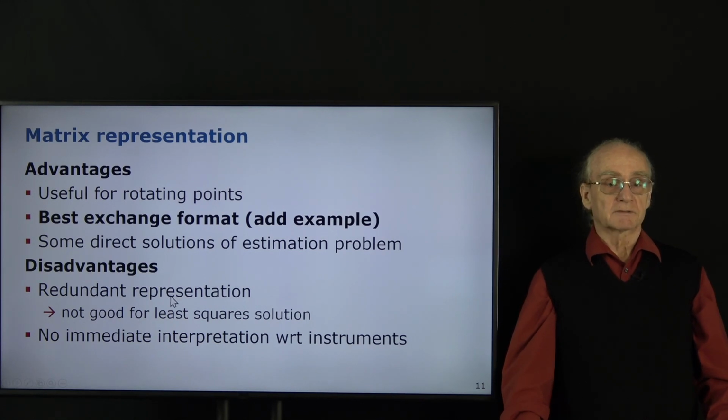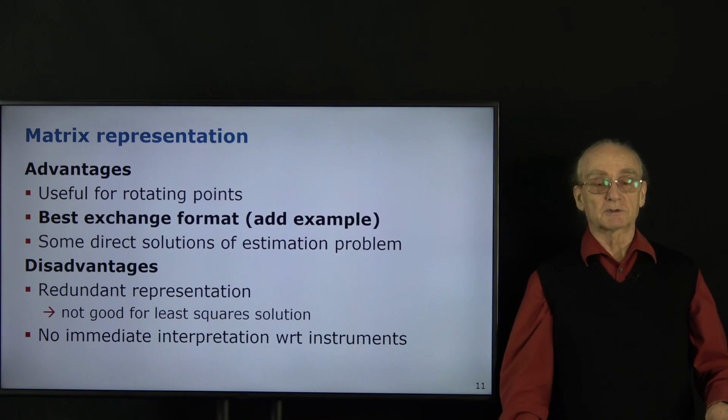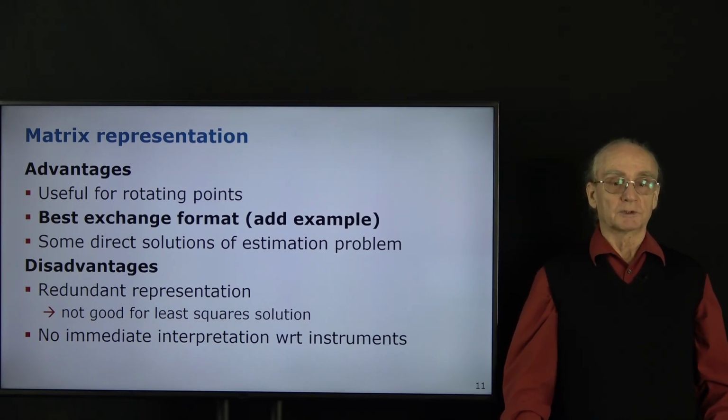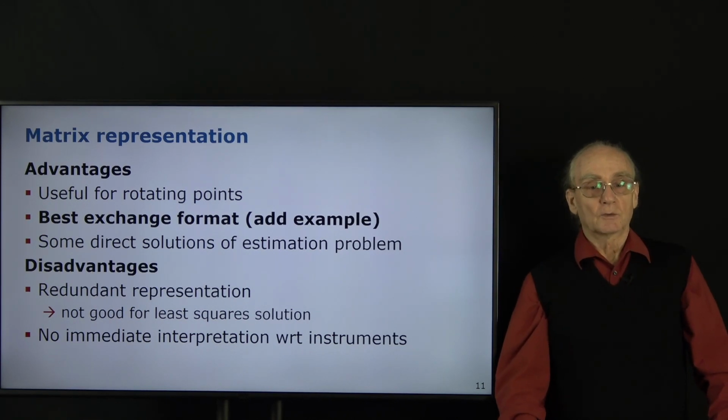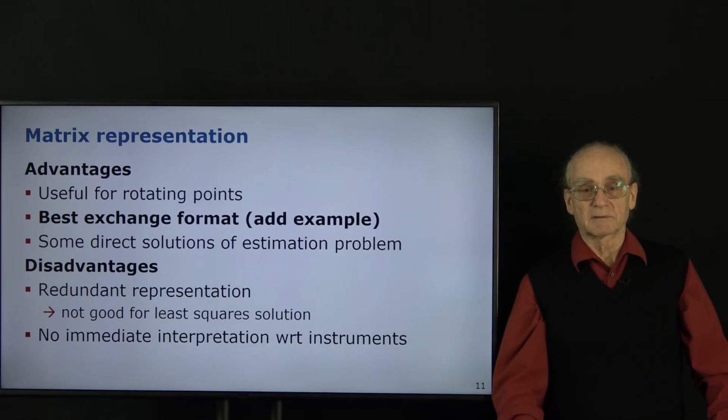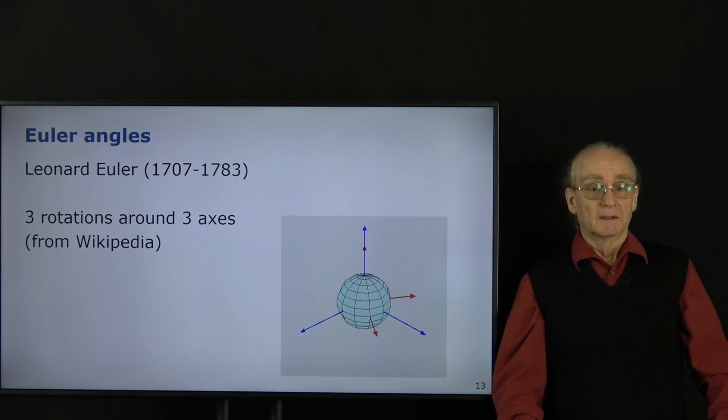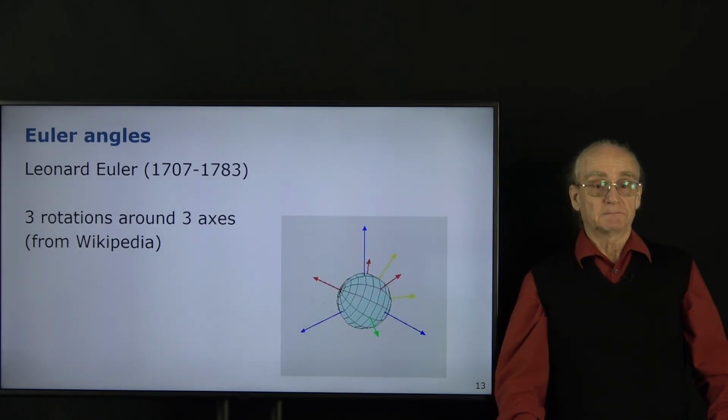Of course, there are disadvantages. The rotation matrix is a redundant representation. That means we have 9 parameters, and if we do estimation and would like to estimate these 9 parameters, we have to impose the 6 constraints, which of course makes it a little bit awkward to do some least square solution. And there is no immediate interpretation if you have an instrument which has certain axes around which parts of the instrument are rotating. That's the reason why there are other representations. So let's start with Euler angles.